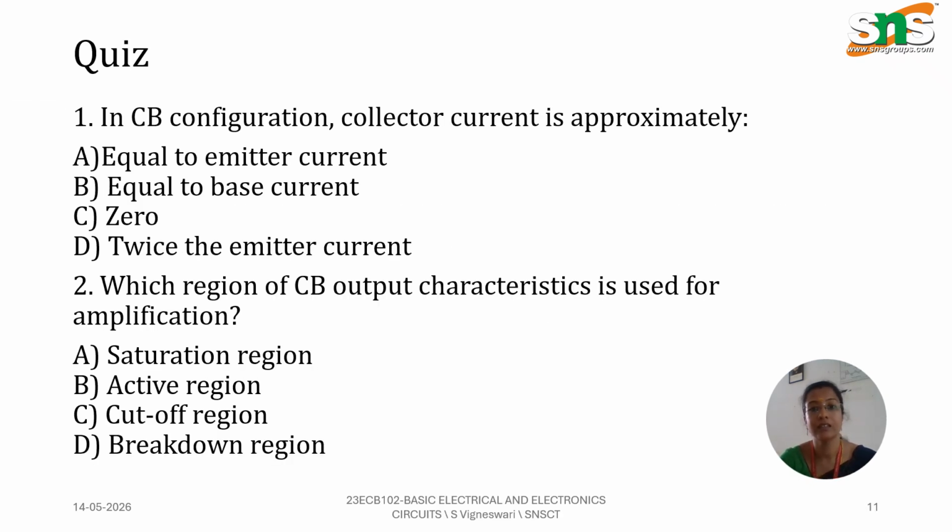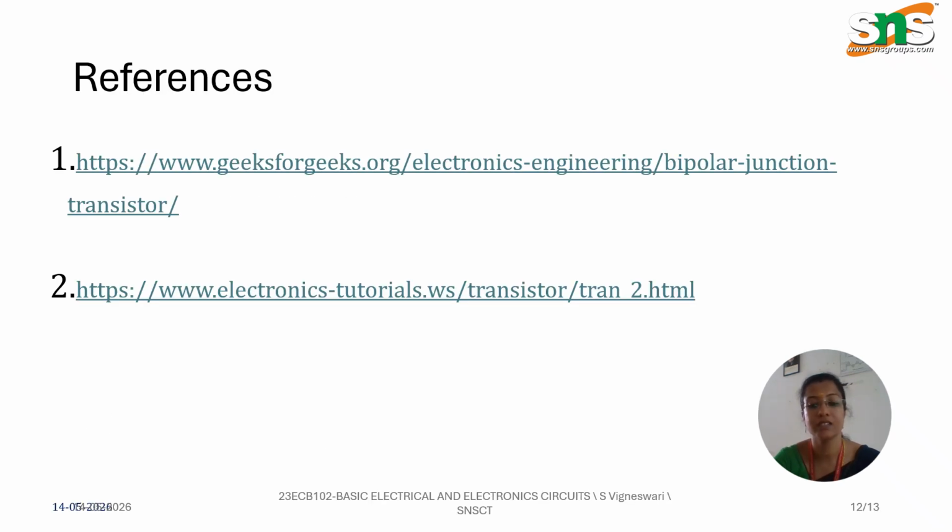The collector current is approximately equal to the emitter current. And which region is used for amplification? Active region. These are the references I have used.